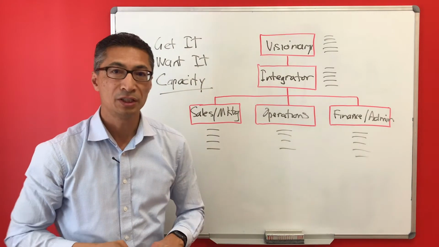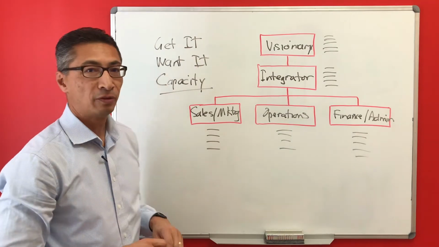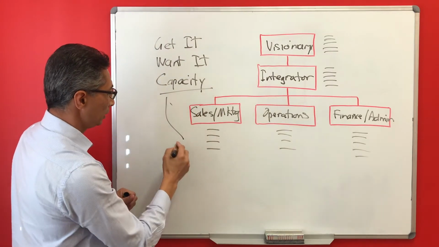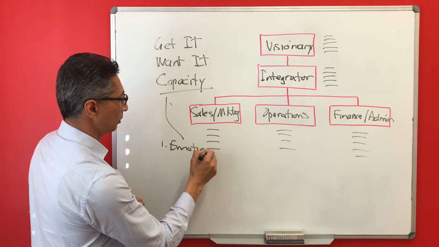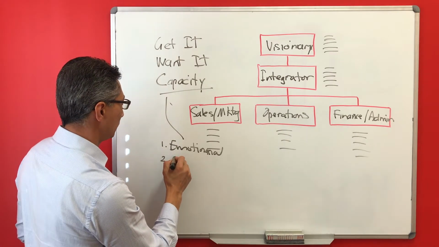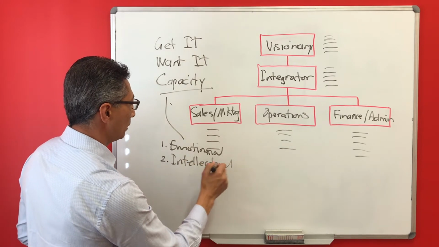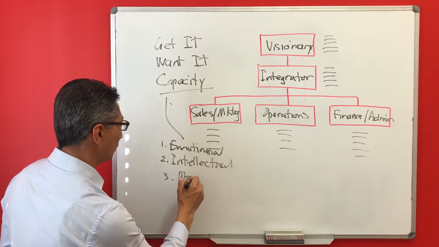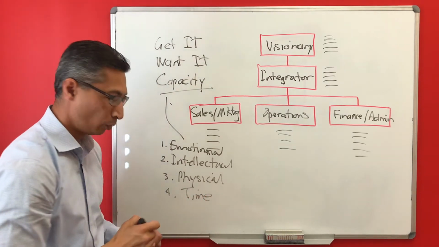And lastly, they need to have the capacity to be able to do that role. Okay, so now he talks about 4 different types of capacity. So I'll put that down here. The first is emotional capacity. The second, intellectual capacity. The third is physical capacity. And the fourth is time capacity.